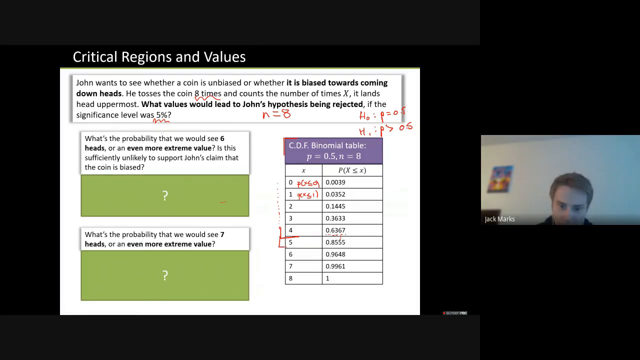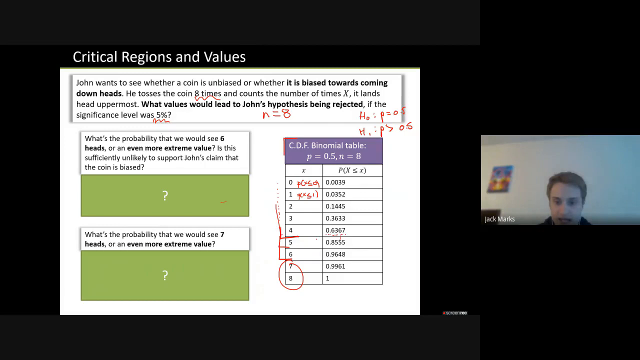Well, what if you go up to 5? If you go up to 5, that's 85% of the data. So that's not enough because that still leaves about 15%. If you go up to 6, that covers 96% of the data. In other words, what's left over is very unlikely to happen.